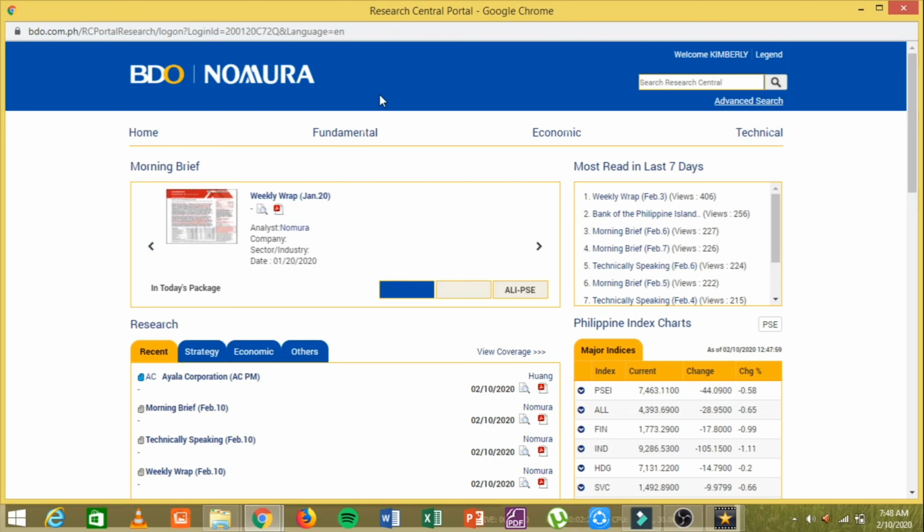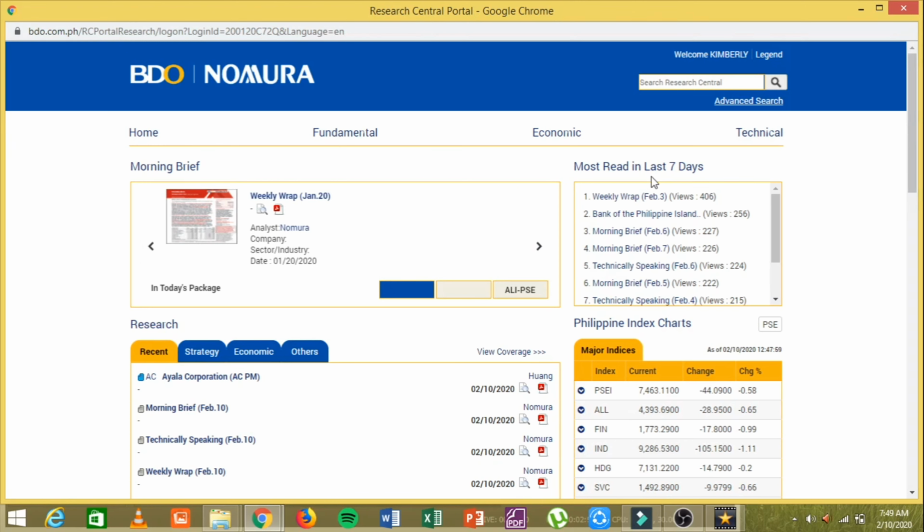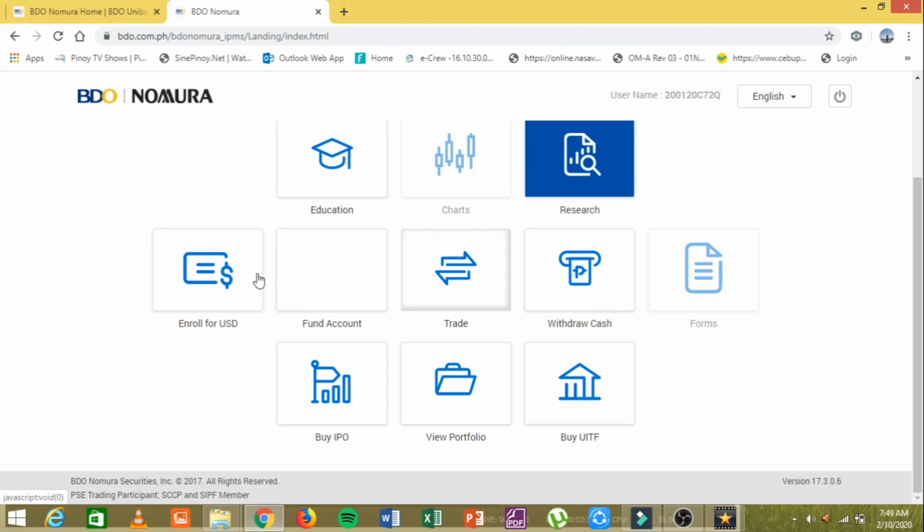They provide a timely forecast of upcoming changes and future directions based on economic data and market trends reports, as well as insights into technology and peripheral industries. Okay, you can read the latest update, last 7 days here, and enroll for USD if you want to transfer your account to the currency of USD.